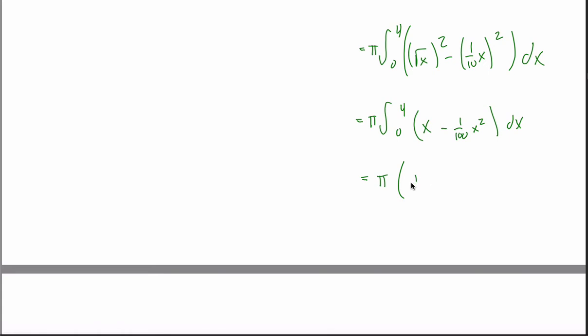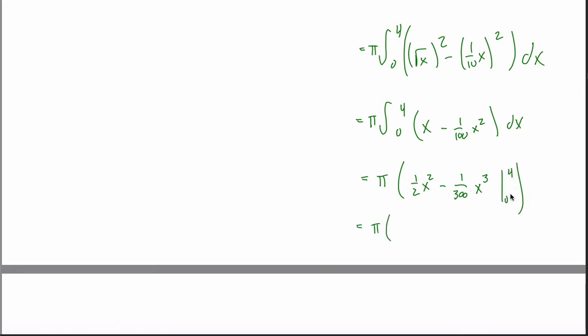The antiderivative of x is just 1/2 x squared. The antiderivative of negative 1/100 x squared, well, I'd leave the negative 1/100 out in front, and I add 1 to this exponent so it becomes an x cubed, but then I'd need a 1/3 out in front to make sure that the coefficients match, so I guess that would make this 1 over 300 x cubed, and then I just need to evaluate this thing from 0 to 4.